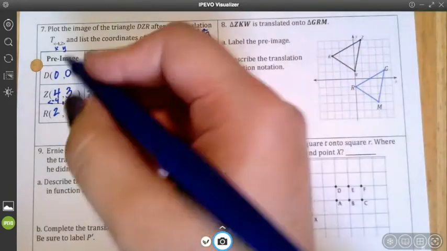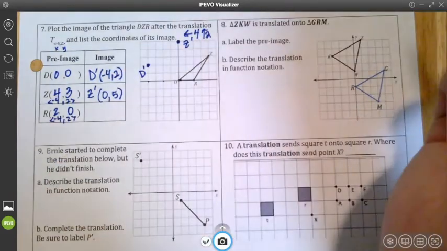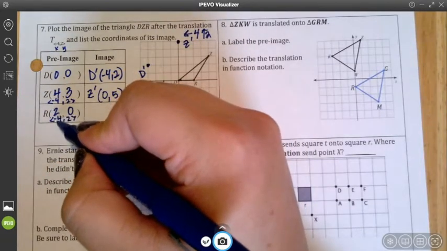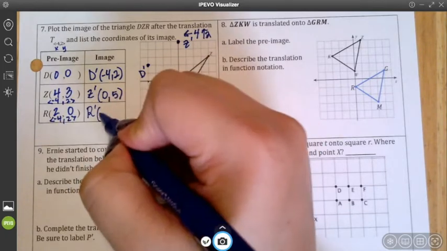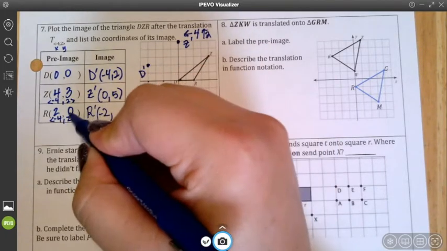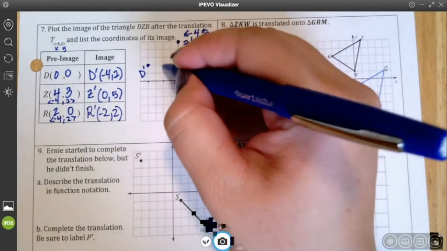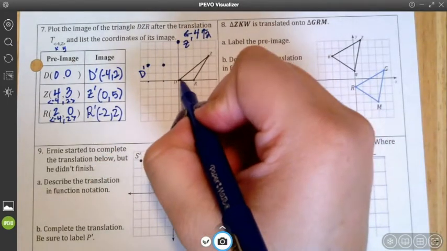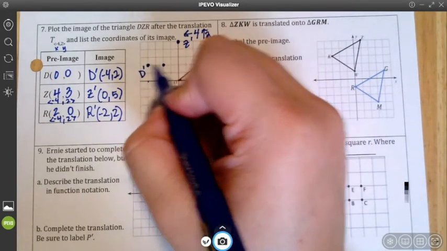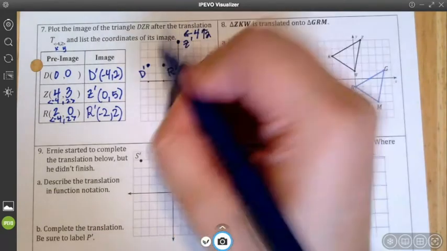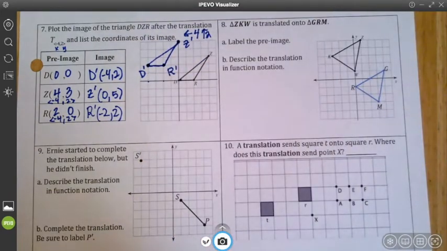R, I'll use the vector method again. So the algebraic method, -4, 2, placing the vector below. 2 plus -4 is the same as 2 minus 4, so R prime is at -2, comma, and then 0 and 2 gives us 2. So that's -2, 2. And notice D to R, 2 units directly to the right, D prime to R prime, directly 2 units to the right. So there's 3 different ways that you can find these points.